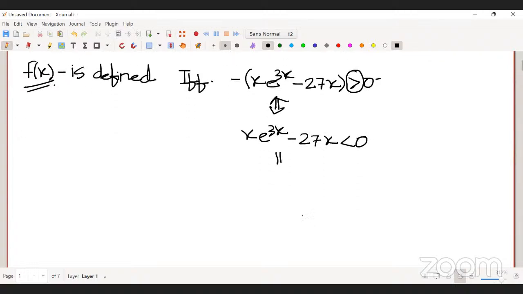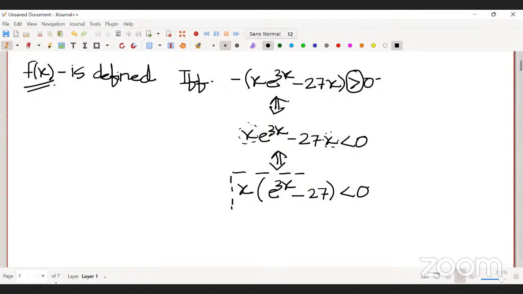And this is the same as I have x here, and I have also x here. I can take x out of that expression. So this is x times e power 3x minus 27, which is less than 0, right? So finally I'm left with this one. So I want these two things to be less than 0, right?